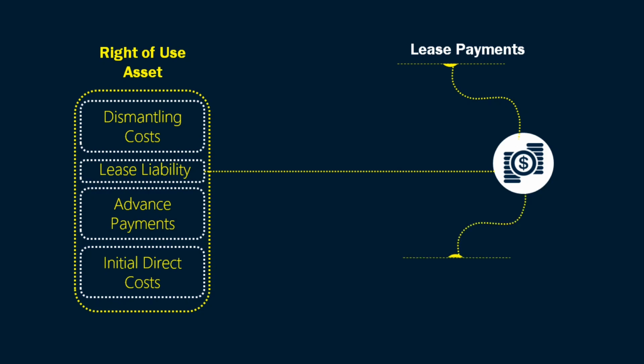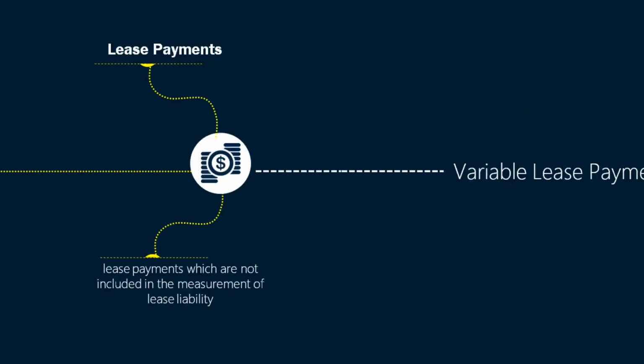IFRS 16 also specifies those lease payments which do not have to be included in the measurement of lease liability and in turn have no impact on the right-of-use asset recognized at the commencement. In this video, we will understand these lease payments and assess if your COVID-19 related concessions are such lease payments. This leads us to what variable lease payments really are.